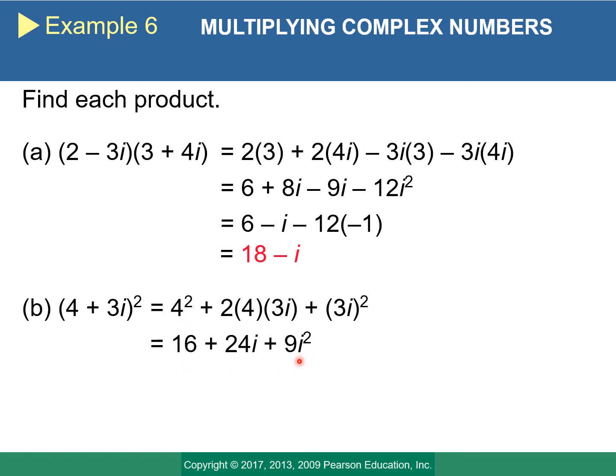And the last term, again, has an i squared in it. So I'm going to replace i squared with what it equals, negative 1. And it's 9 times negative 1. And so that's now a real number. So this is negative 9. And you're going to combine it with the real number 16. And you get 7 plus 24i. Final answer.